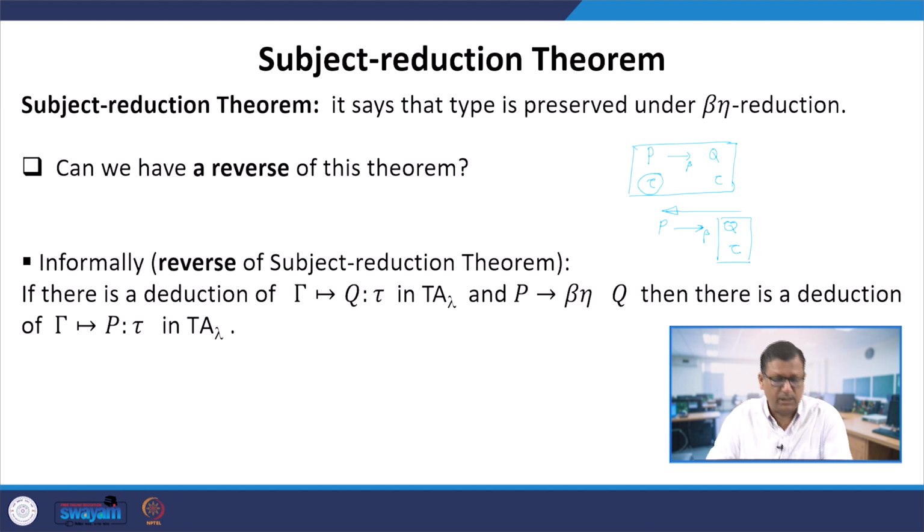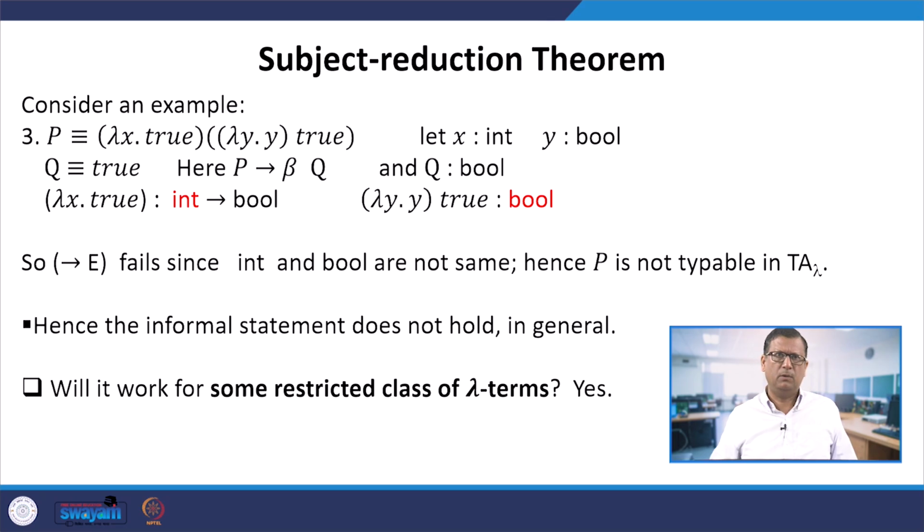That means if we just change the if part, the conditions, then we get this: if there is a deduction of Q has type tau in T lambda with context gamma, and there is a beta eta reduction from P to Q, then there is a deduction of P has type tau in T lambda. This is the literal change that we made. But now let us examine whether it will work or not.